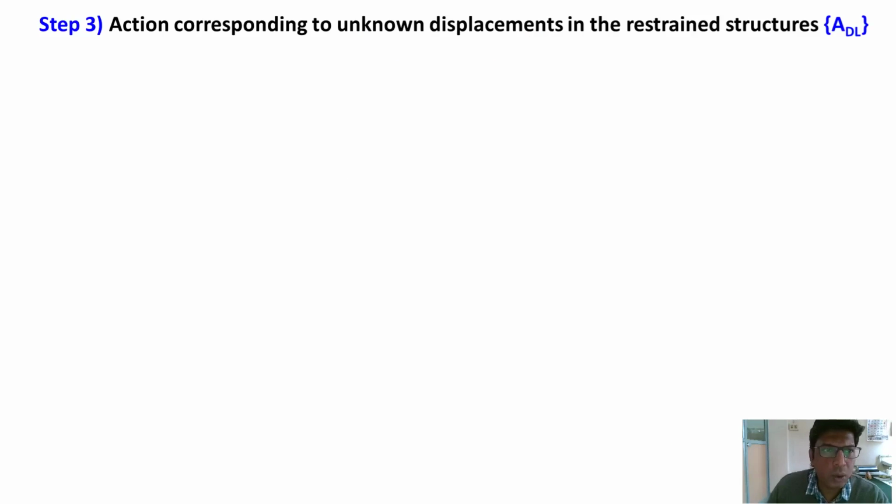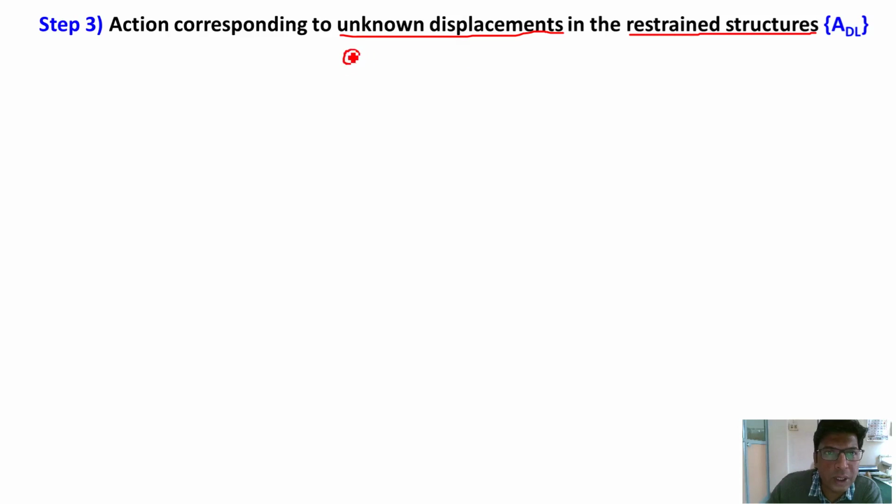Second matrix involved in the compatibility condition is ADL matrix. ADL matrix stands for action corresponding to unknown displacement in the restraint structure. Restraint means fixed structure. Action corresponding to unknown displacement.